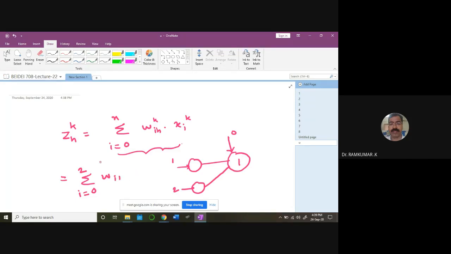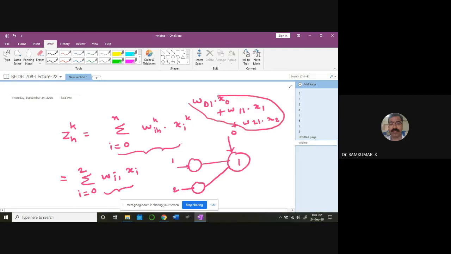For this first neuron, I'm going to compute the sum over I of W_IH times X_I. Is it clear? So this is what I'm going to do first. This is nothing but W_01 X0 plus W_11 X1 plus W_21 X2. So this is the first step. This value I'm going to call Z1 of t.